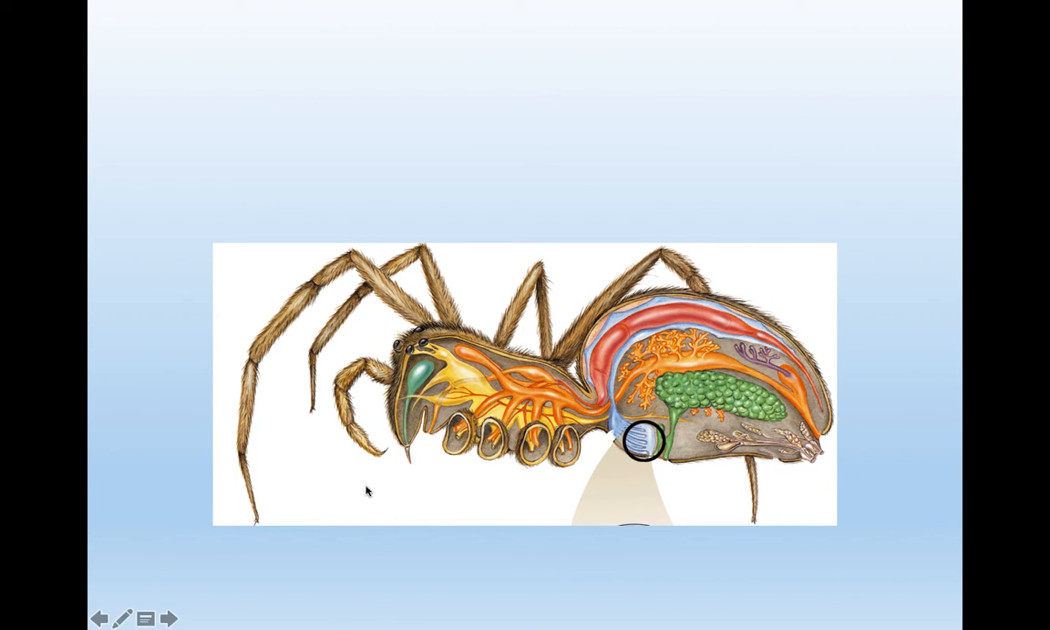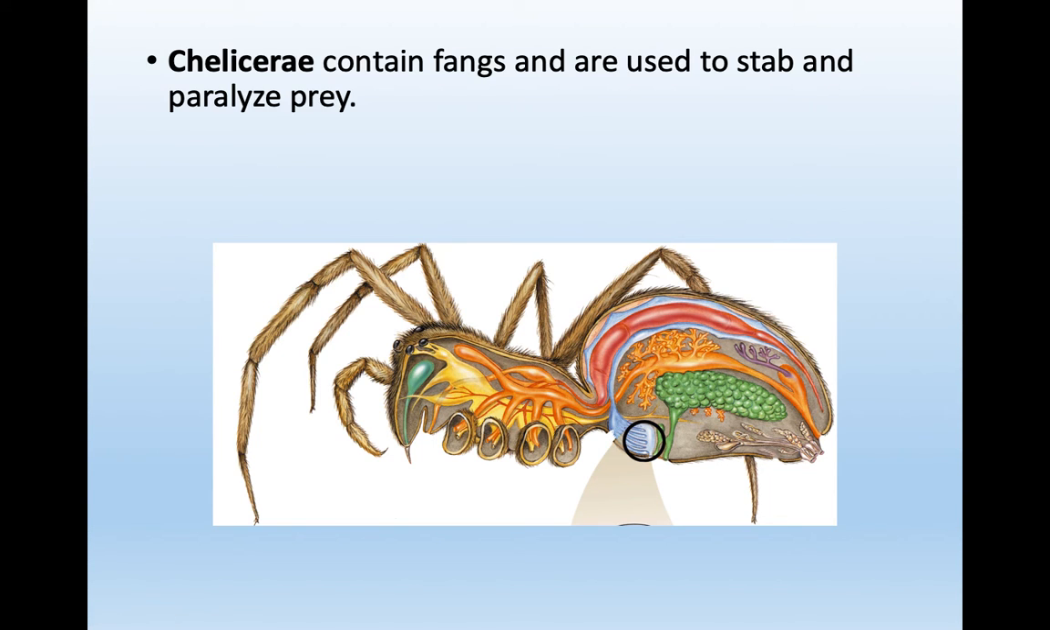Okay, you have this diagram. We're going to add a bunch of labels to this over the course of the next few slides. So this is a spider, and the chelicerae, I'm going to point them out right here. Chelicerae is plural, chelicera is singular.